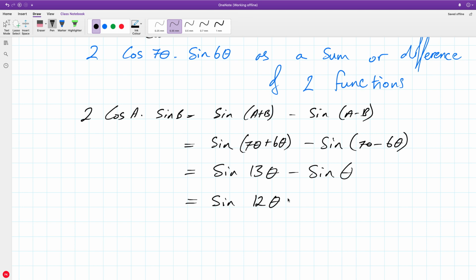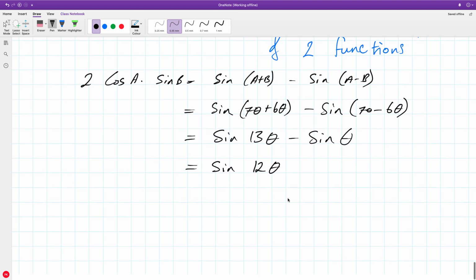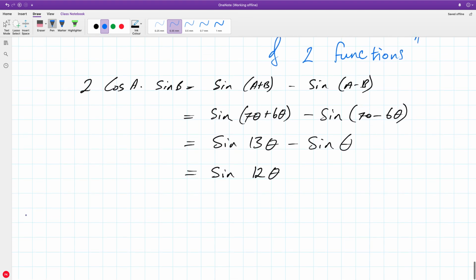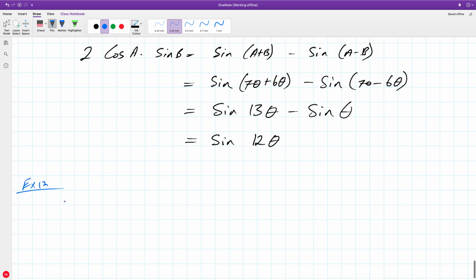Right. That is more of an introduction. How would this pop up in an exam? Probably the last thing we're going to get around to today. Find the exact value of the sine of 75 degrees minus the sine of 15 degrees.